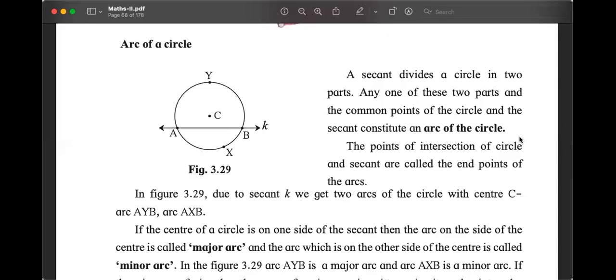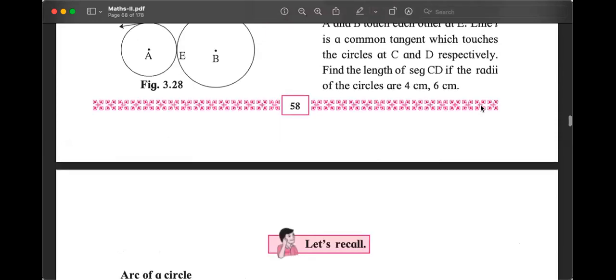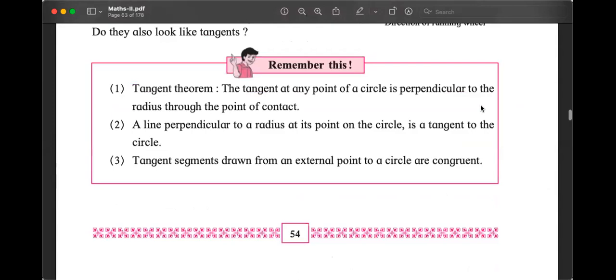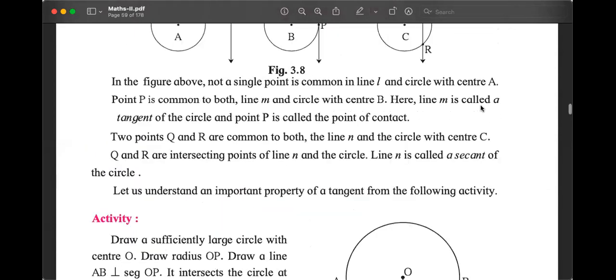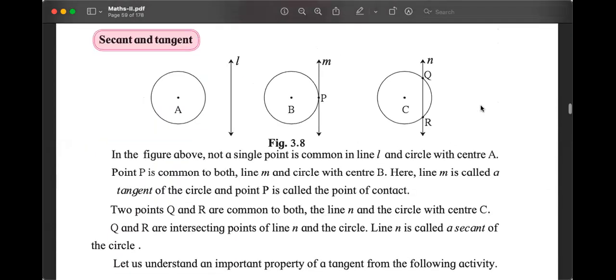We will continue with chapter number 3, Circle, in Maths 2. Till now, we have understood what a secant is and what a tangent is. This year's content started here, with secant and tangent. A secant is any line which passes through the circle, and a tangent is any line which touches the circle. Another way to say it: a secant is any line which passes through 2 points on the circle, and a tangent is any line which passes through only one point on the circle.